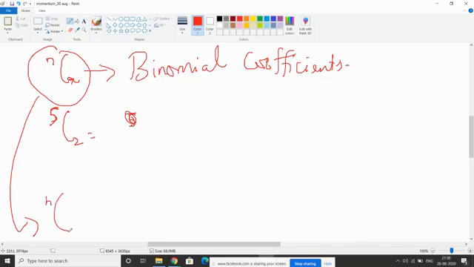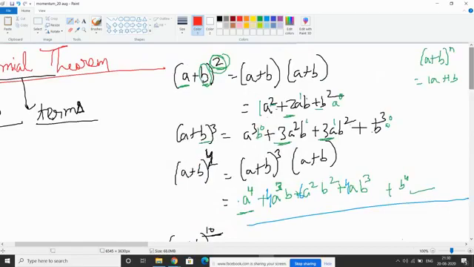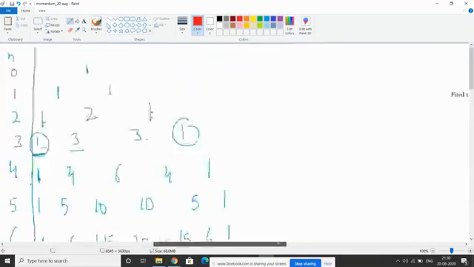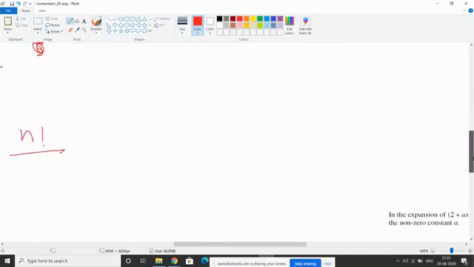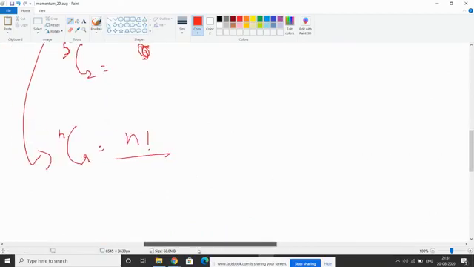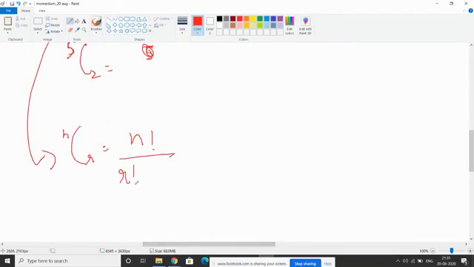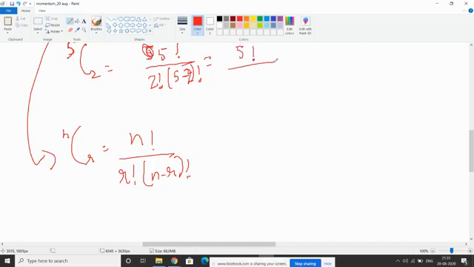I'll write here, nCr is n factorial divided by r factorial times (n minus r) factorial. Okay, this is the formula. So 5C2 will be 5 factorial divided by 2 factorial, where n is 5, r is 2, and then (5 minus 2) factorial. So that will give you 5 factorial divided by 2 factorial multiply 3 factorial.